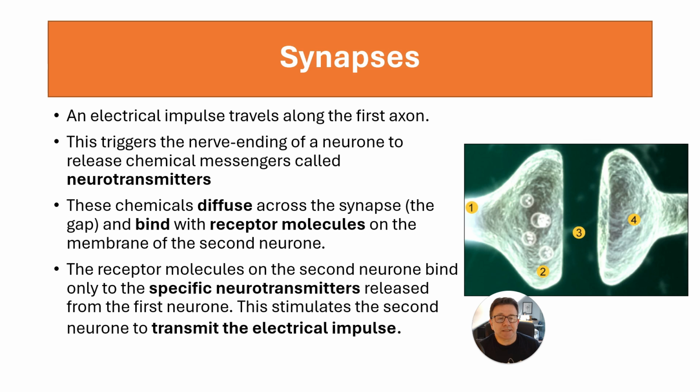And those neurotransmitters diffuse, so we get to 3. They diffuse across the synaptic gap, and they bind with the receptor molecules in number 4 on the membrane of the second neuron. The receptor molecules on the second neuron bind only to these specific neurotransmitters. Then it stimulates the second neuron to transmit the electrical impulse onwards.